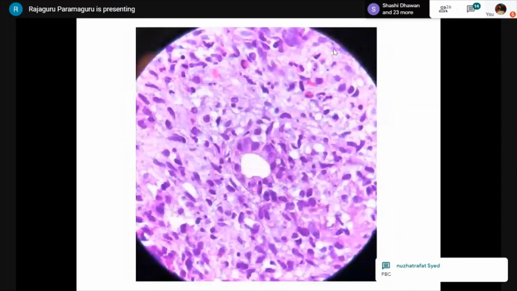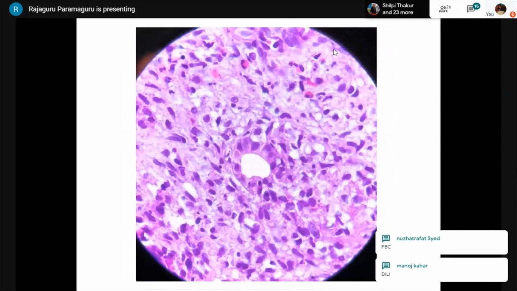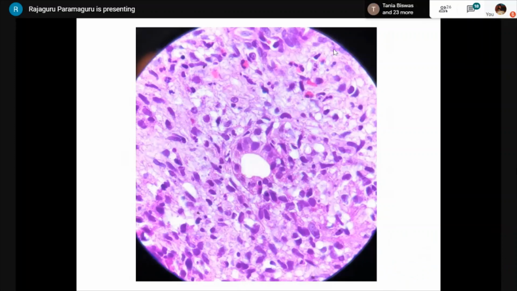Anything else with the presence of eosinophils? Definitely, eosinophils can be seen in... Dr. Anuradha says drug. Okay. Dr. Manoj is saying DILI, drug-induced liver injury. Fine. And Dr. Shilpi is saying LCH. Exactly. Who's the doctor? Dr. Shilpi Thakur. Okay, fine. This is a very good diagnosis.